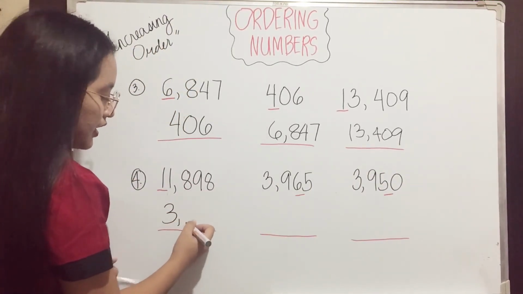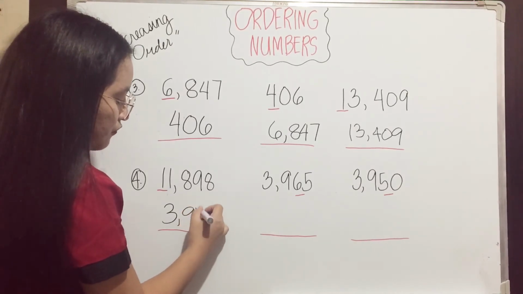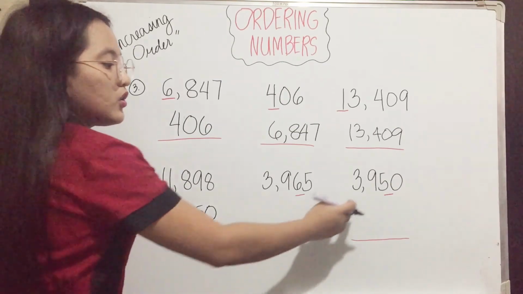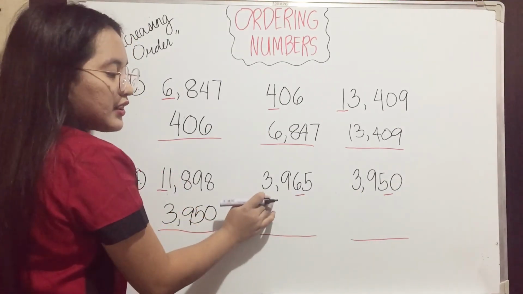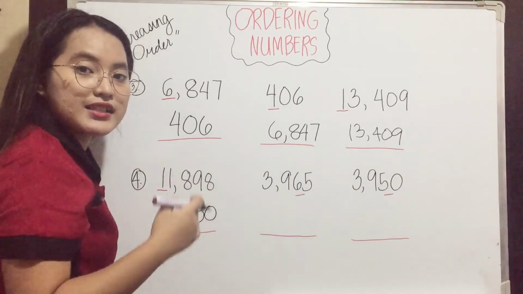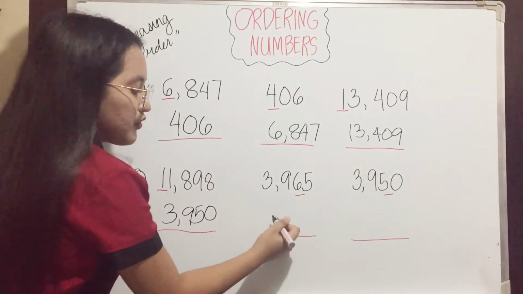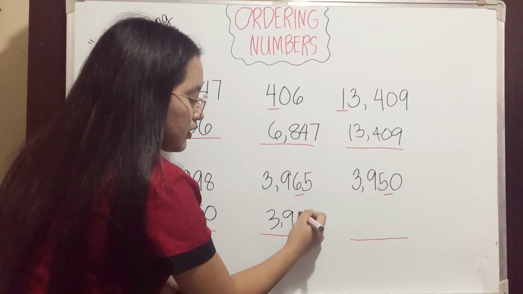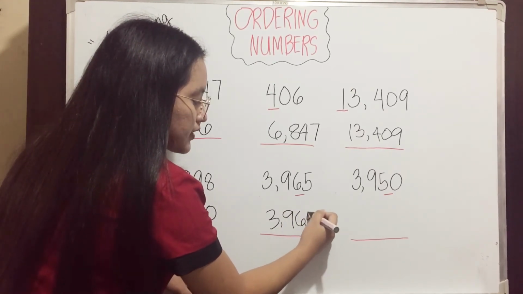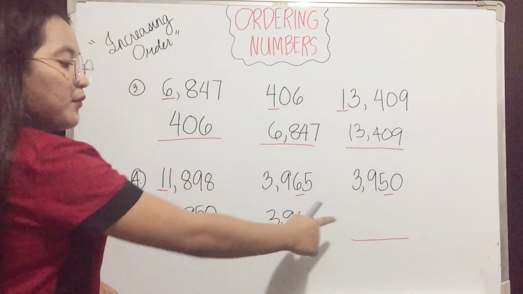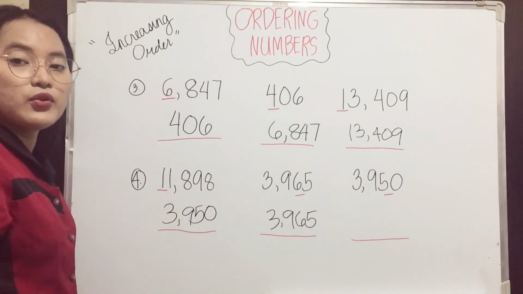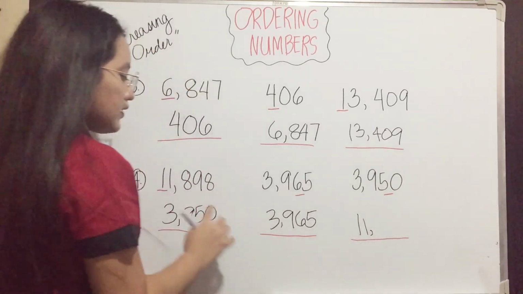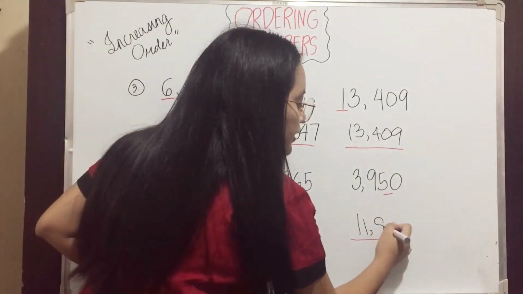The 3,950. And because 3,000 and 3,000 have the same place value, therefore the 3,965 will be our next answer. And our last and highest value is the 11,898.